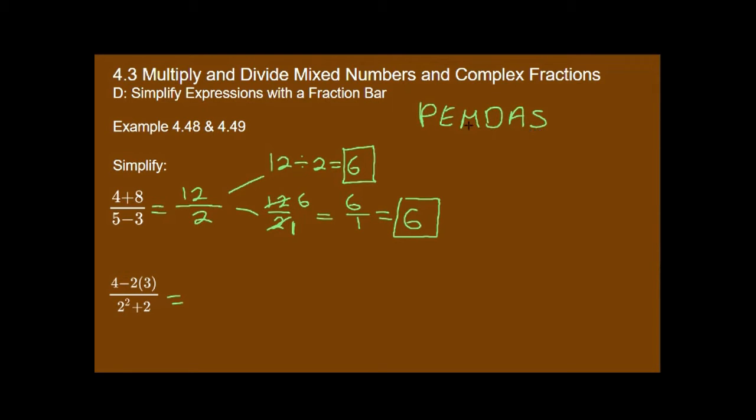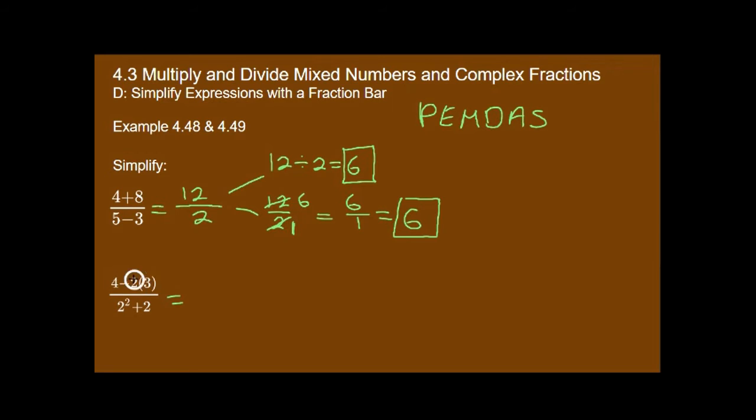PEMDAS. Okay. So in the top, in the numerator, we have 4 minus 2 times 3. So there are parentheses in the top, but there's nothing inside the parentheses, right? This P means to work inside the parentheses. So we don't have to do anything.